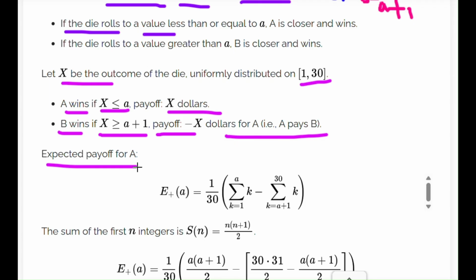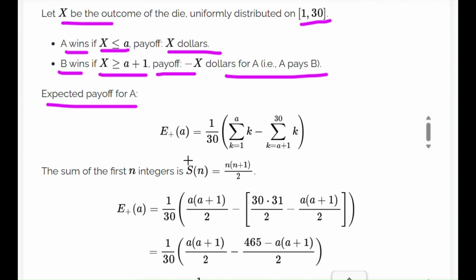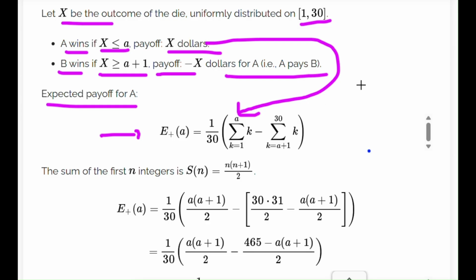So the expected payoff for A would become 1 by 30, since we are assuming it's uniformly distributed, the probability. And for the first case, X less than or equal to A wins X dollars. So this gives us this part over here. Starting from 1 plus 2 plus 3 till A, and each would happen with probability 1 by 30. So this is the summation, sum k equal to 1 to A, and from A plus 1 till 30 is negative X dollars.